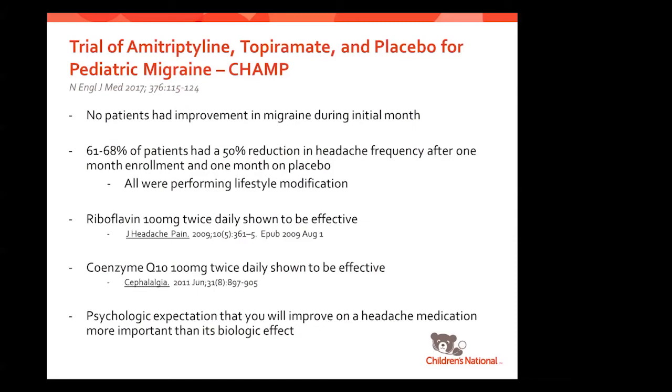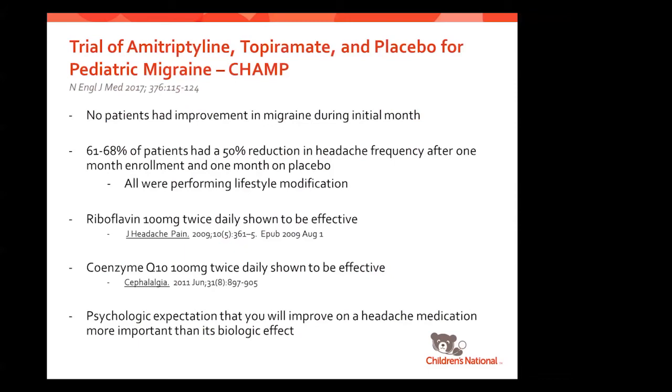So rather than give a placebo, I would recommend giving either riboflavin or coenzyme Q10. Both of these agents have randomized controlled data to suggest that they are more effective than placebo. In fact, 75% effective. That's better than amitriptyline and Topamax. They are cheap. They are available on Amazon and at Target and at CVS for CoQ. Riboflavin's just on Amazon. But 100 milligrams twice daily.